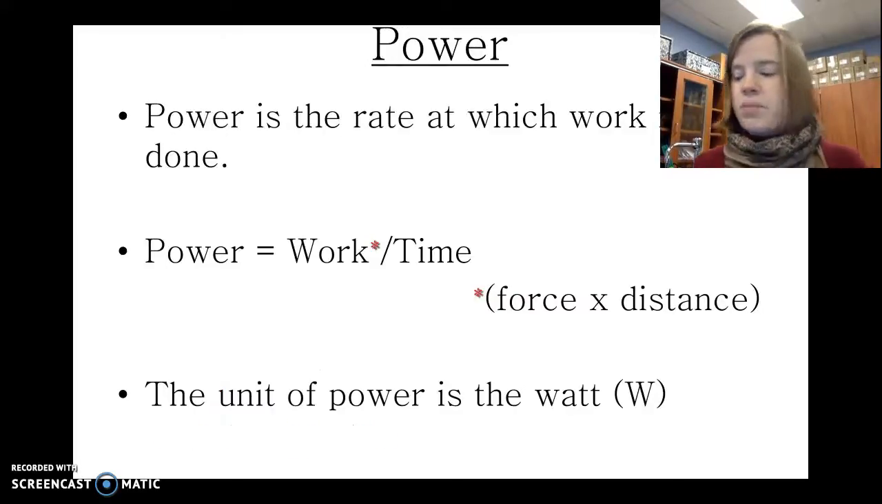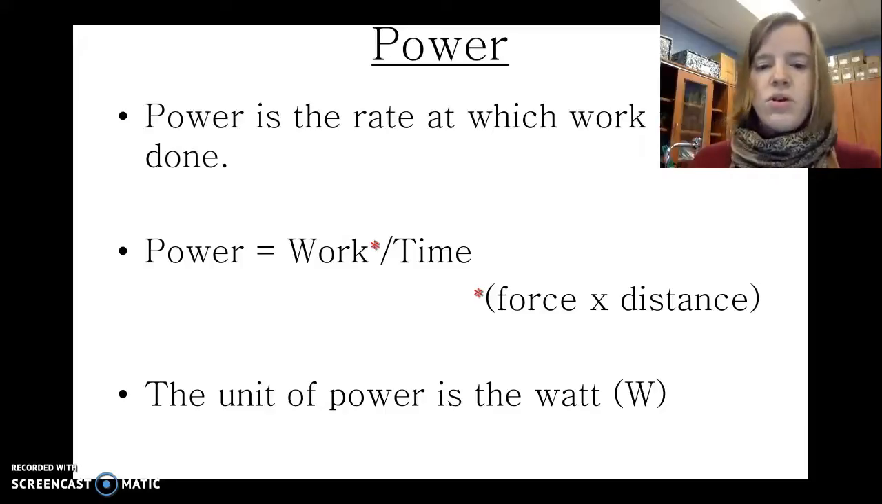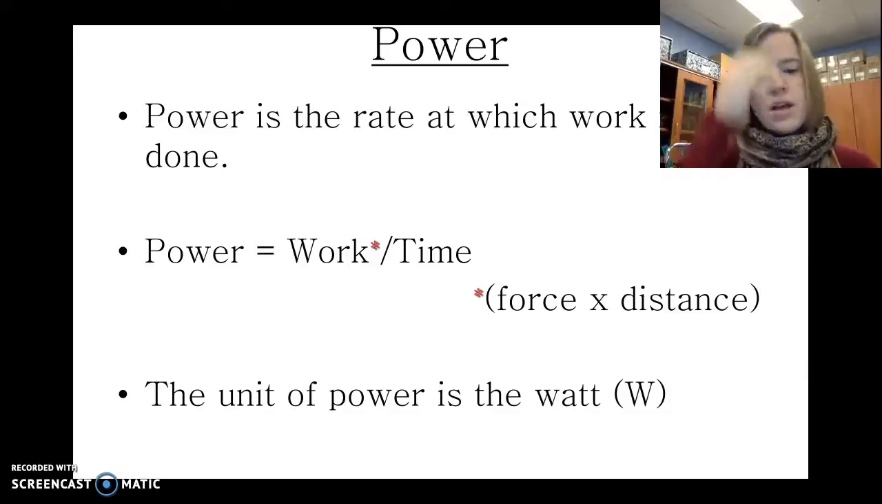Okay, so now we get into power. Power is the amount of work that's done over a period of time. And again, I put force times distance in here because work is our force times distance. So there's a lot of continuation of calculations here. So we have work, which is force times distance, over the amount of time it took. Okay, and the unit of power is the watt.